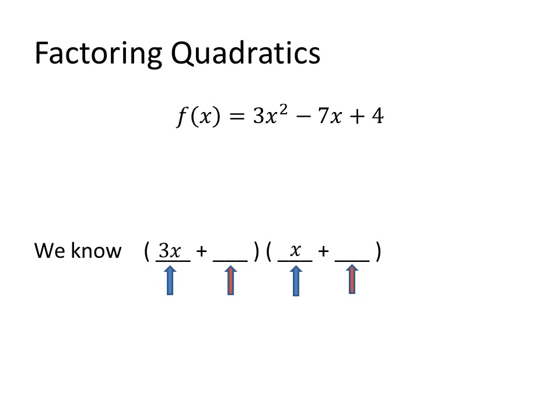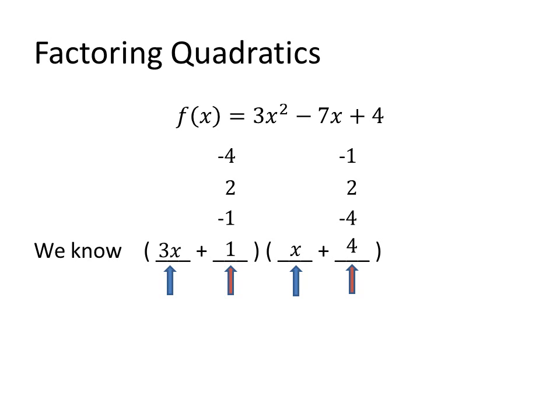That's the only way that we could get 3x squared, unless we used fractions, but we're not going to do that. For the next blank, that is for the ending terms, we know that those two numbers have to multiply and give us 4. In this case, we have several options. For instance, we could have 1 times 4 is 4, negative 1 times negative 4 is 4, 2 times 2 is 4, negative 4 times negative 1 is 4.